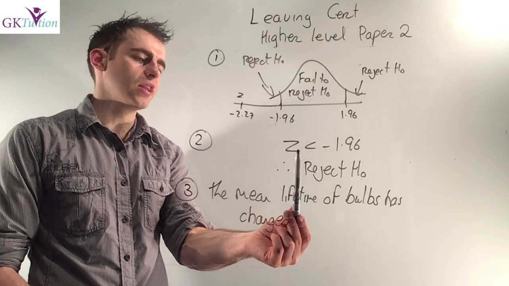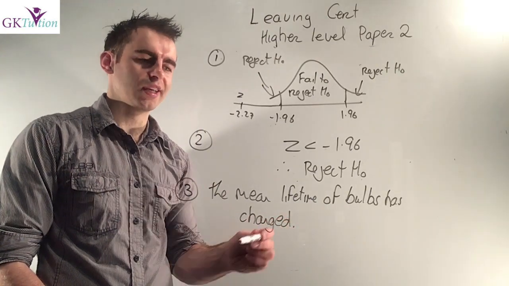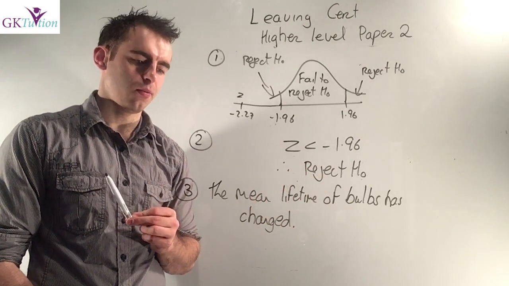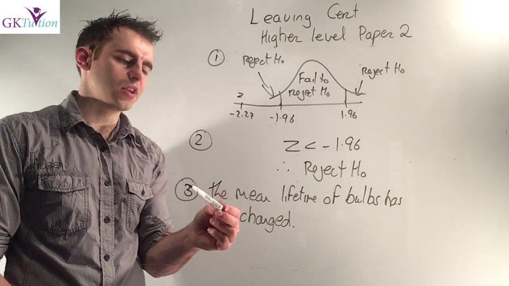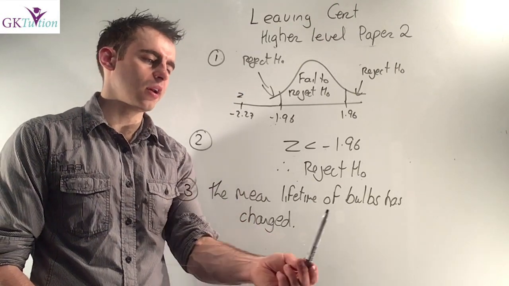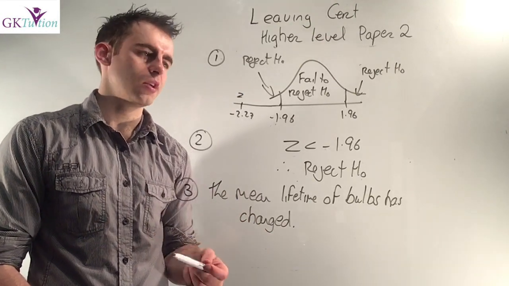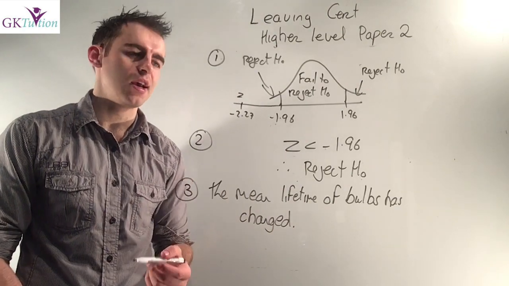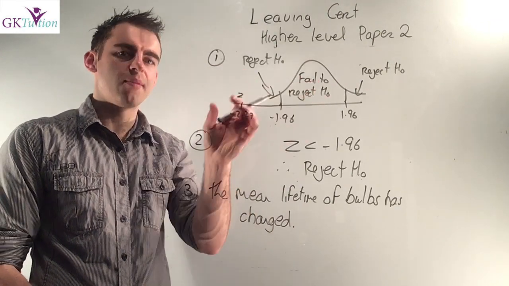Mathematically, you should say that your z-score is less than minus 1.96, therefore you're going to reject H0. And then you should say, well, if I'm rejecting H0, you reiterate the alternative hypothesis. The mean lifetime of bulbs has changed. So there's 15 marks going for that bit, and now we need to use this diagram in order to get our p-value.